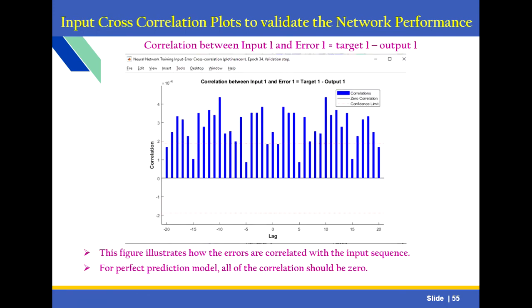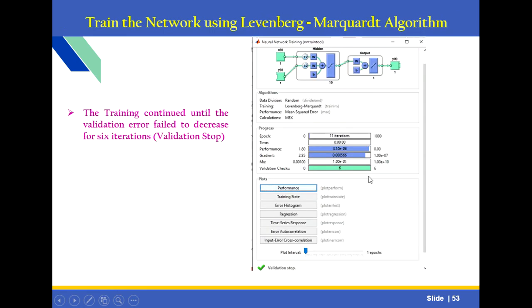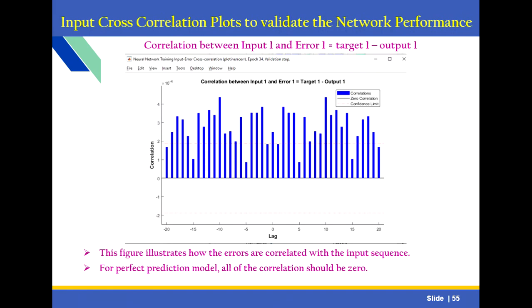The next one is the input error cross correlation plot. If you click here, you will get the input cross correlation plot to validate the network performance. This figure illustrates how the errors are correlated with the input sequence. Here you see the correlation between input 1 and error 1, where error is the difference between the target and your output. The green bar indicates your correlation, the black line indicates zero correlation, and the dotted line indicates the confidence limit. For a perfect prediction model, all of the correlations should be zero.